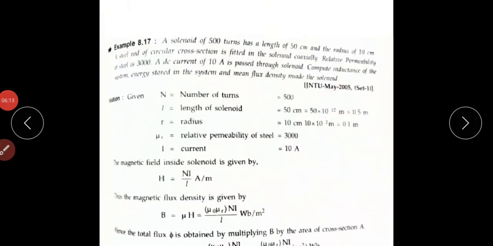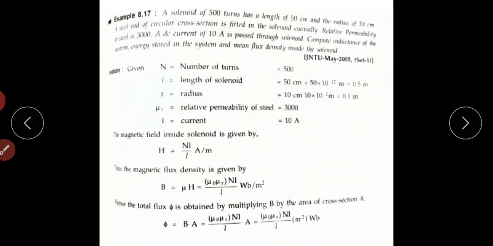Okay, next problem. A solenoid of 500 turns has a length of 50 centimeters and a radius of 10 centimeters. A steel rod of circular cross section is fitted in the solenoid coaxially. Relative permeability of steel is 3000. A DC current of 10 amperes is passed through the solenoid. Find the inductance of the system, first. Second, the energy stored in the system. Third, the mean flux density inside the solenoid.